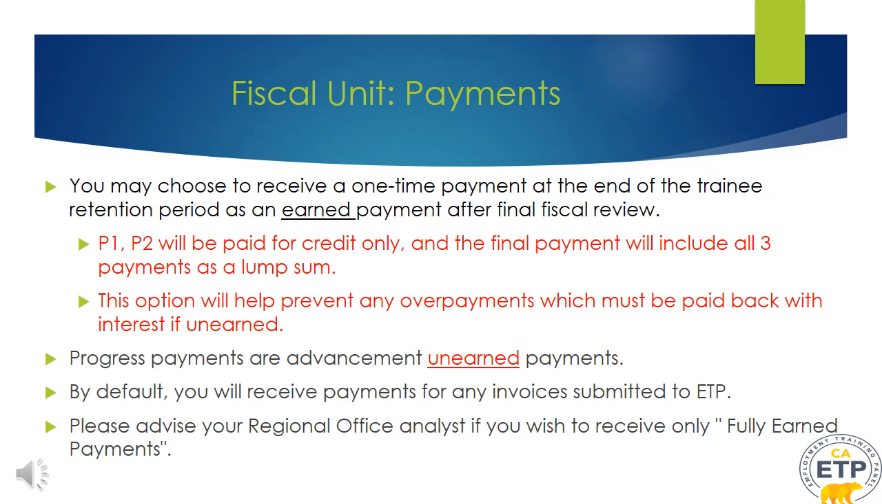Progress payments are advancement unearned payments. By default, if you choose to do nothing, you will receive payments for any invoices submitted to ETP. Please advise your regional office contract analyst if you wish to receive only fully earned payments.